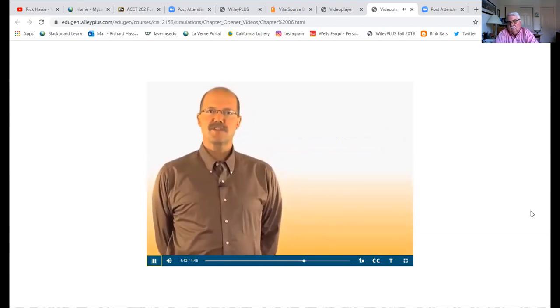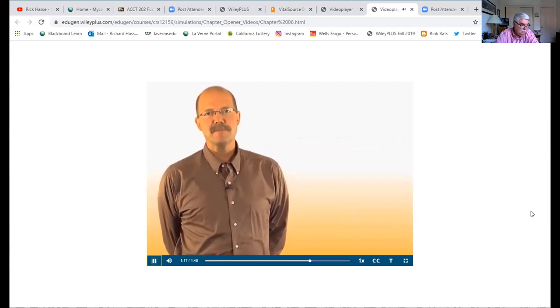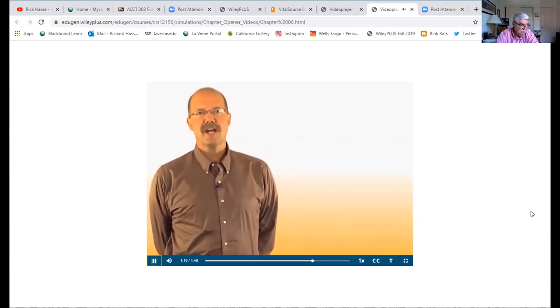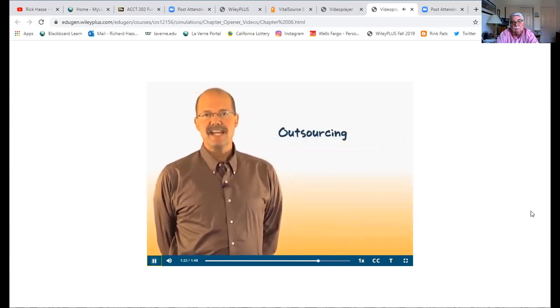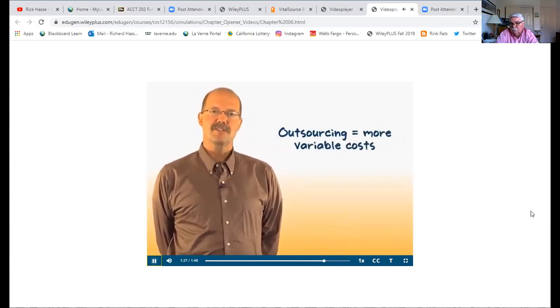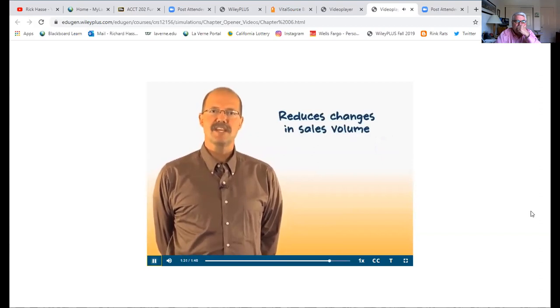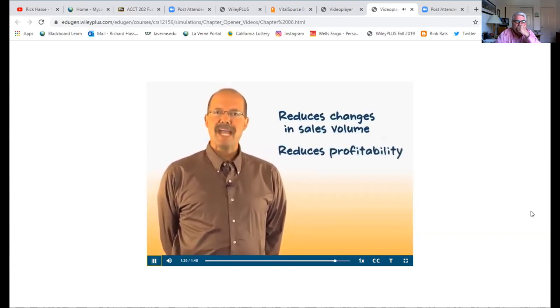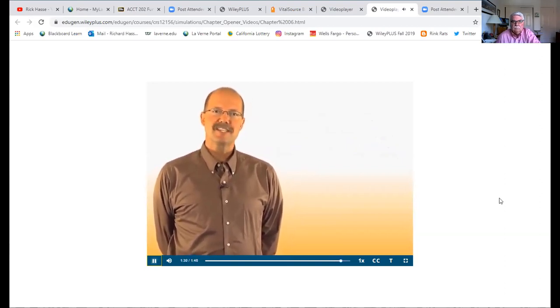Other companies structure their operations much differently. For example, some famous clothing and shoe companies do not own any manufacturing facilities. Instead, they outsource their operations. This means that more of their costs are variable. This reduces their exposure to changes in sales volume, but it also reduces their upside. Managers need to understand how operating leverage affects their operations and plan accordingly.